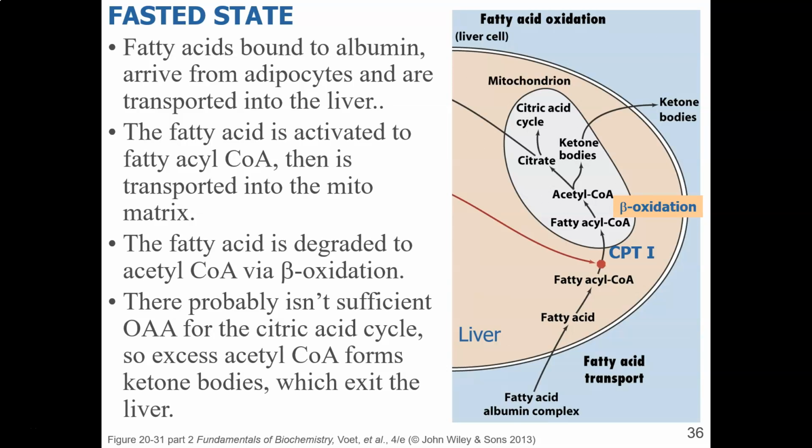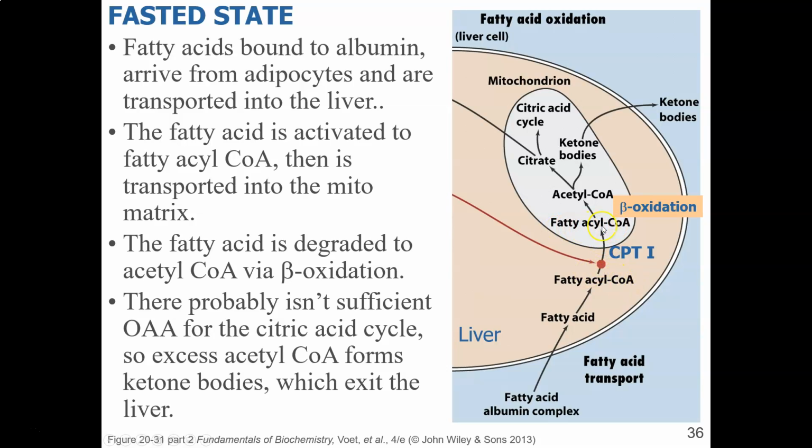Okay, so now here we are in the liver. Let's look down here at the right and the bottom. Here's the fatty acid albumin complex arriving from the adipocyte. Here's the fatty acid, and it enters the liver, and the fatty acid is converted to the fatty acyl-CoA, and then it has to be transported into the mitochondrion by the carnitine transporter. That means we would have swapped the coenzyme A for carnitine, and that it gets swapped back.